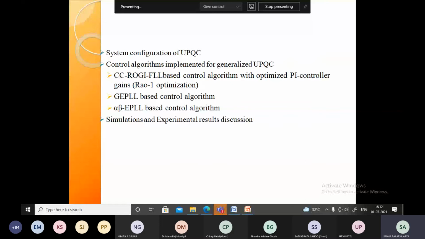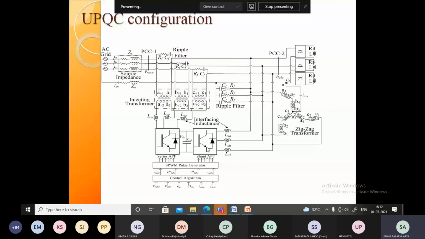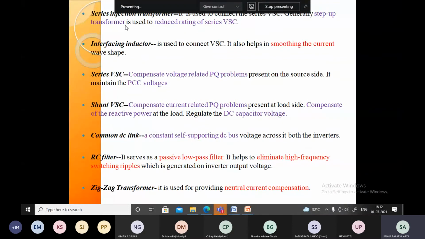After that, we have designed another control also. Here you can see the whole system with the zigzag transformer, and then the series injection transformer. We have the interface inductor, series inductor, shunt VSC, common DC bus, RC filter, and zigzag transformer. What is the zigzag transformer used for? It is used for neutral current compensation. The RC filter is used for the mitigation of high frequency noise.